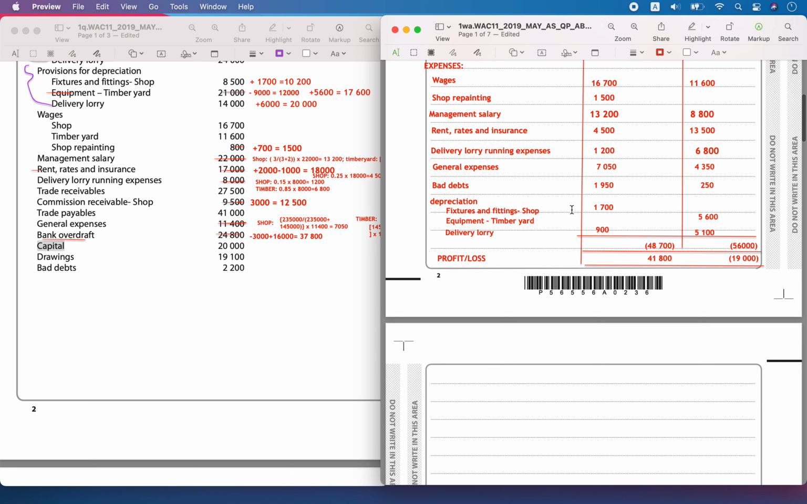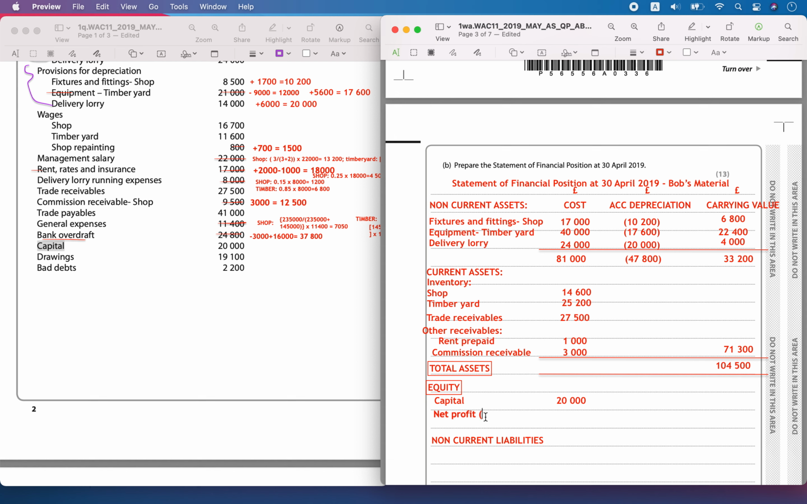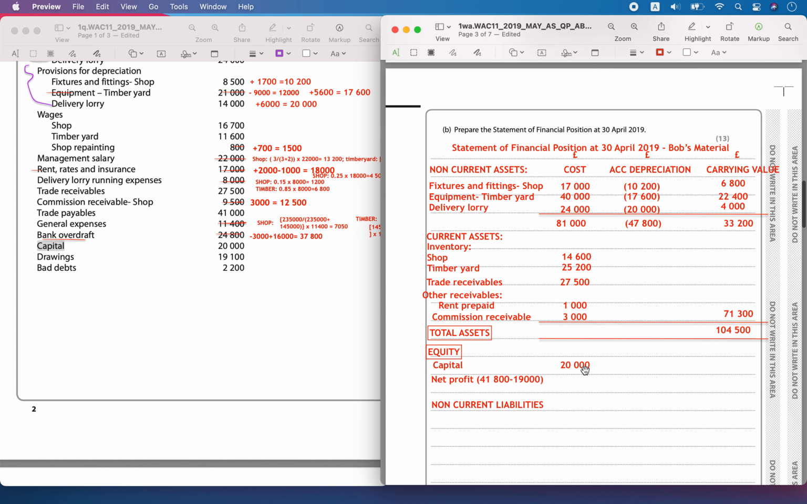Here we had two of them. One was 41,800 and the other one is at a loss of 19,000. So the net profit we can find: 41,800 minus 19,000. That is going to be your net profit for both the departments put together, which is going to be equal to 22,800.